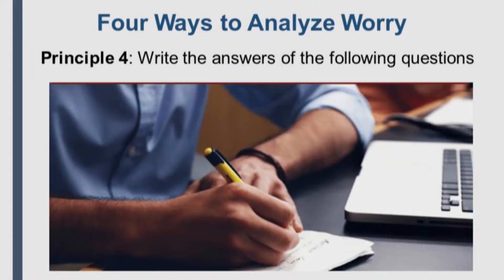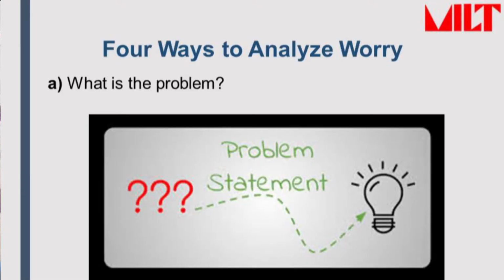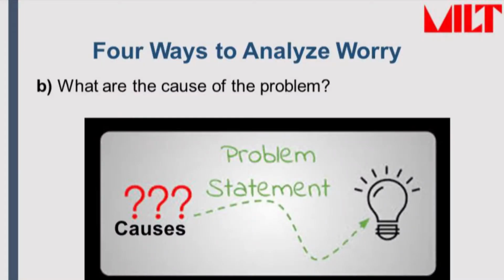The fourth principle says, write the answers of the following questions. Here it says write. It's not saying think about it or talk about it, but it says write the answers to the following questions. First, write down what is the problem. Define the problem statement. Clearly find out what is that factor that is causing you worry. What is that problem that is not helping you to progress? So write down the problem.